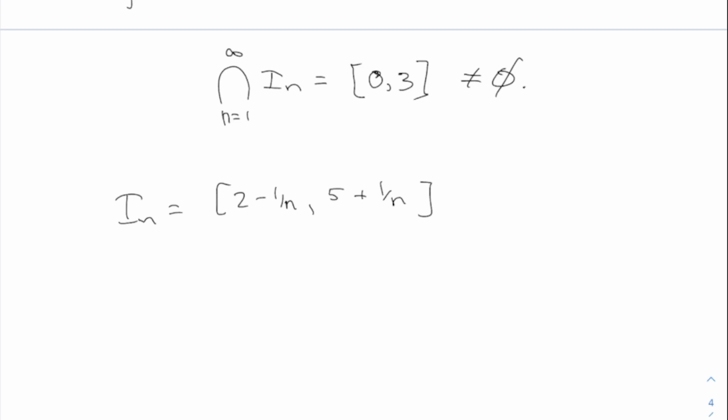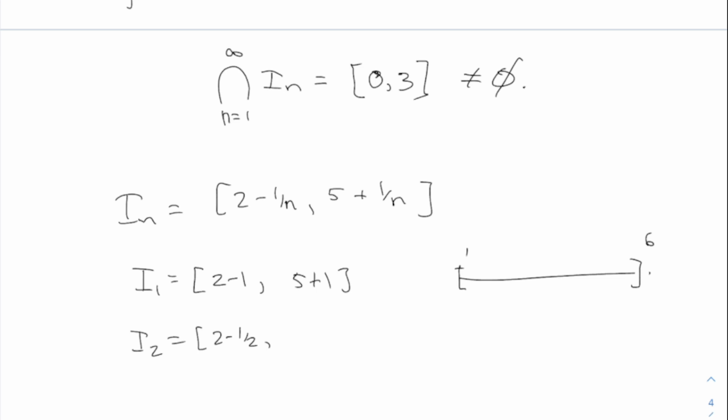2 minus 1 over n. So that means that I1 is 2 minus 1 to 5 plus 1. This is 1 to 6, right? And then the next one, I2, would be 2 minus a half to 5 plus a half. That's 1.5 to 5.5, which really is nested, right? As those fraction parts decrease, the left-hand endpoint will be moving to the right a little bit, and the right-hand endpoint moves to the left. I think these really will be nested.